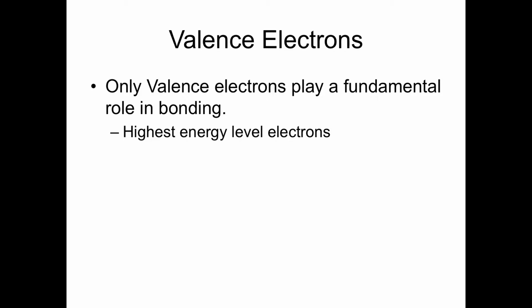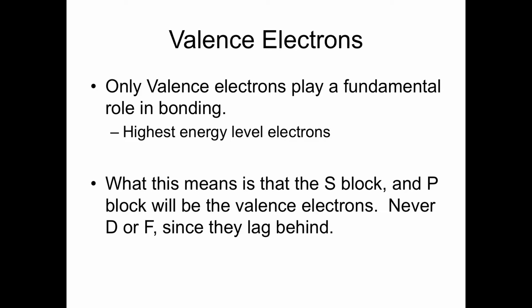Valence electrons play a fundamental role in bonding, and they're the highest energy level electrons. So basically, not all electrons are made equal. Valence electrons are the most important. They are the electrons that allow things to bond together and make molecules and make compounds.